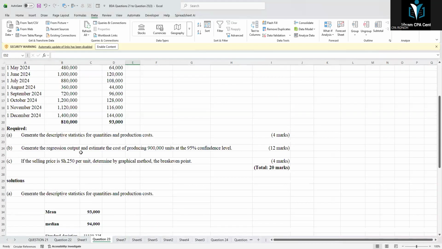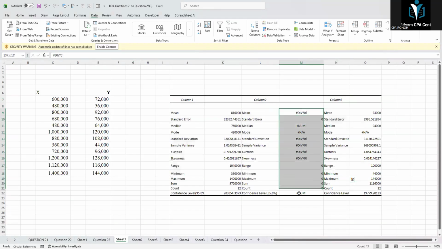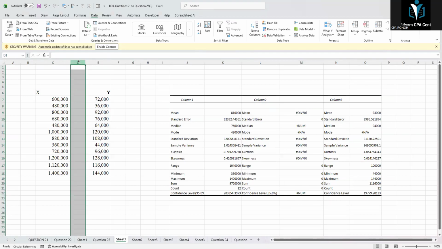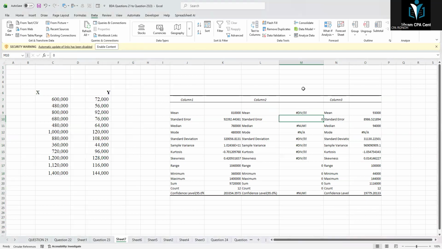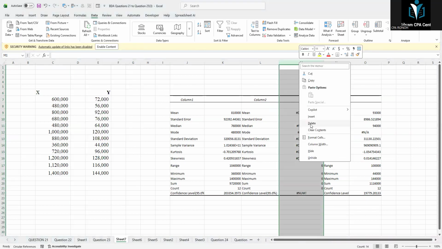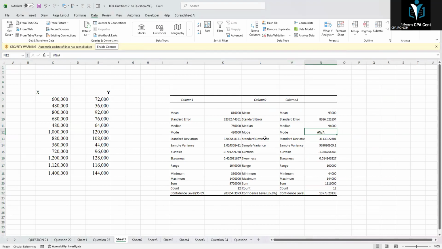Okay, what about this hashtag division? Oh, the hashtag, this one, which one? This is because we selected our data with a plain column here. This is column D. Yes. So this one, you can just delete. You don't need that one.